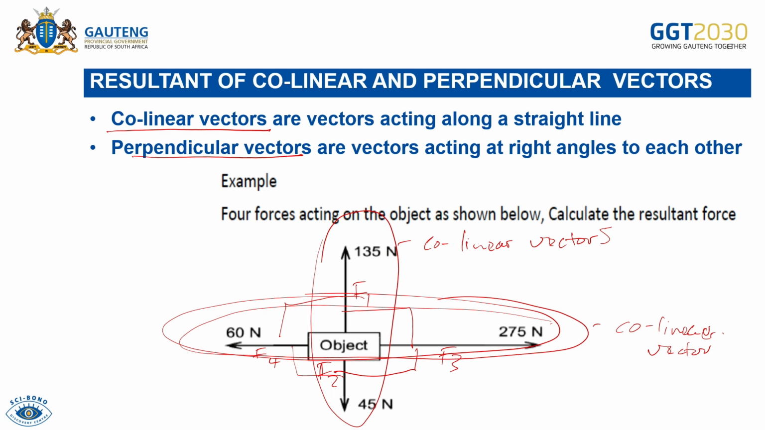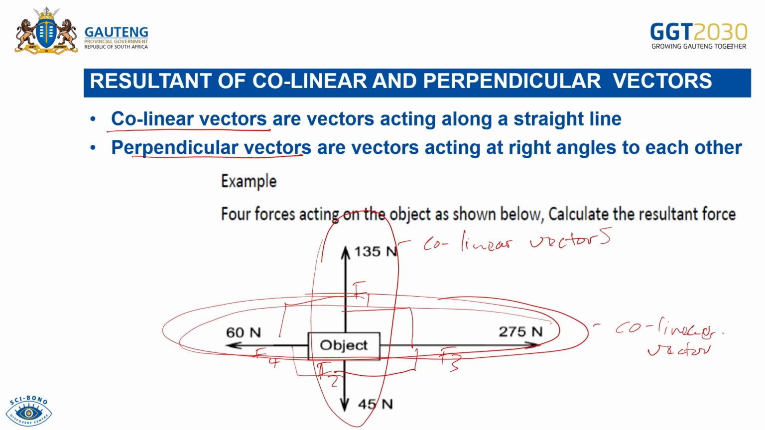Okay, now let's look at how we find the resultant of perpendicular forces, or perpendicular vectors. So the first thing we need to do here: we want to find the resultant of these 4 vectors, right? There are 4 forces acting on this object. It's 135 newtons, 275 newtons, 45 newtons, and 60 newtons. So they're acting on this object, and we want to find their resultant.